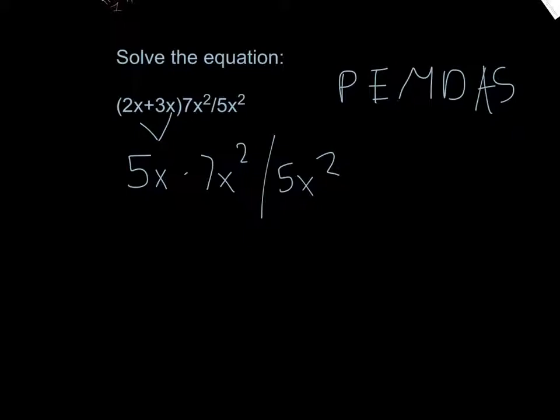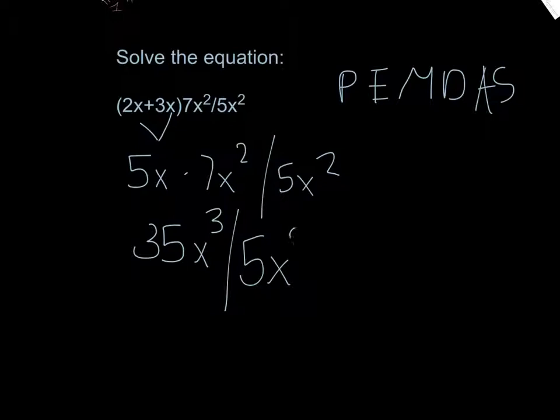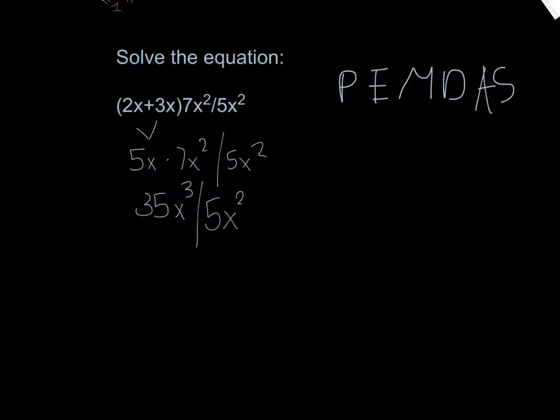Next, multiplication and exponents are there, so we need to multiply those two. 7 times 5 is 35, and x times x squared is x cubed. And then let's drop down the rest of the equation. Since we solved this part, now we drop down this part, which is divided by 5x squared.